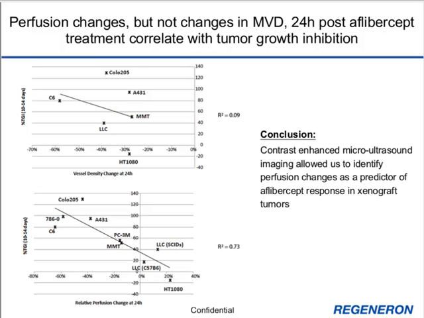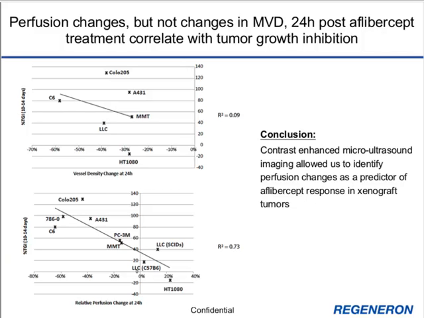To assess if early perfusion changes reliably predict long-term tumor growth inhibition, we extended our efforts to additional tumors. So we tested a total of 6 tumors for microvessel density changes and 8 tumors for early perfusion changes and correlated the results with long-term tumor growth inhibition. The correlation between long-term tumor growth inhibition and perfusion, shown in the bottom graph, was very good, as indicated by an R-square value of 0.73, with an R-square value of 1 being a perfect correlation.